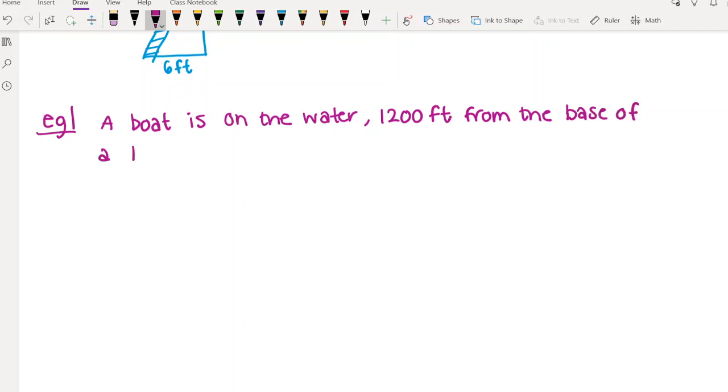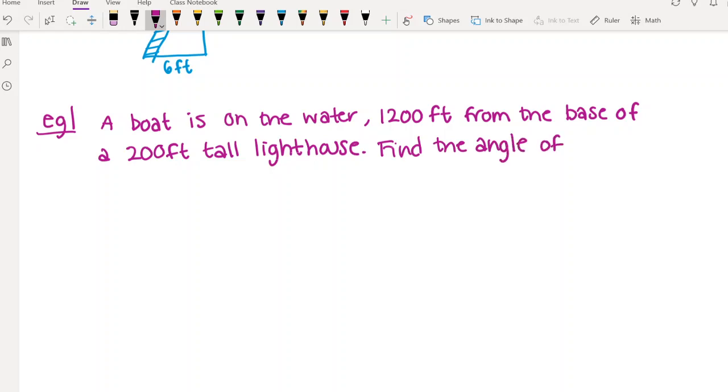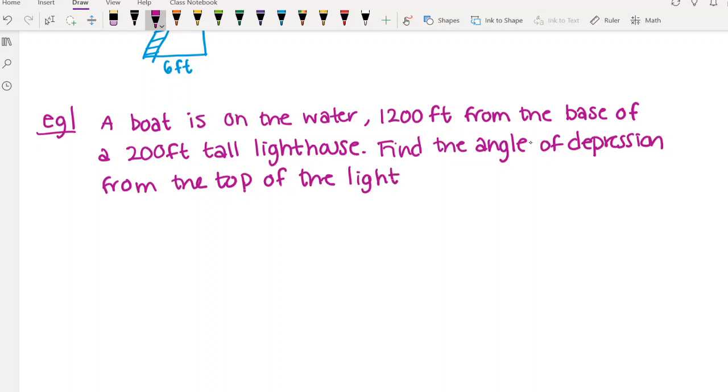And specifically, let me actually write it this way. The lighthouse is 200 feet tall. And so the question is to find the angle of depression from the top of the lighthouse to the boat.